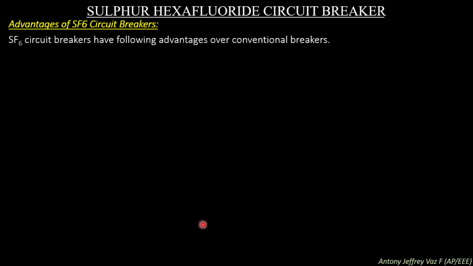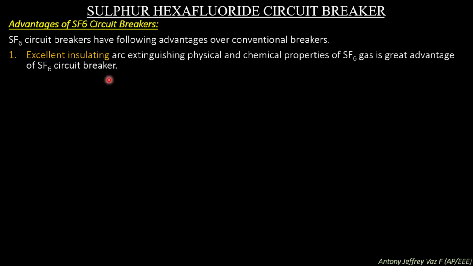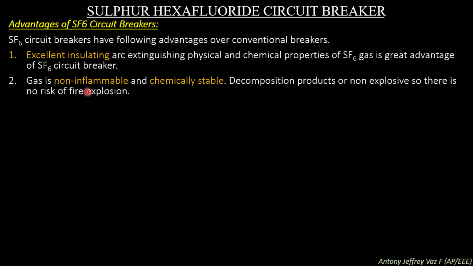Advantages of SF6 circuit breaker. Excellent insulating, arc extinguishing, physical and chemical properties of SF6 gas is a great advantage of SF6 circuit breaker. So the SF6 gas has very good physical and chemical properties. Gas is non-inflammable and chemically stable. Decomposition products are non-explosive, so there is no risk of fire or explosion. So because of the non-inflammability and chemical stability of the gas, there will be no explosion in the SF6 circuit breaker.